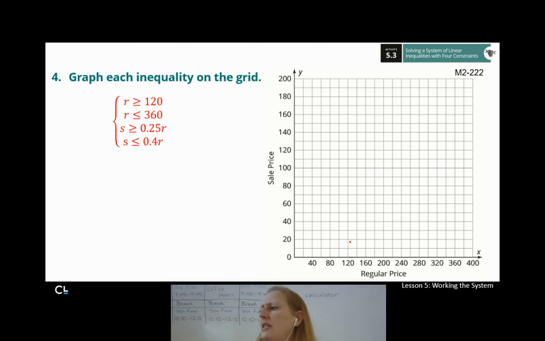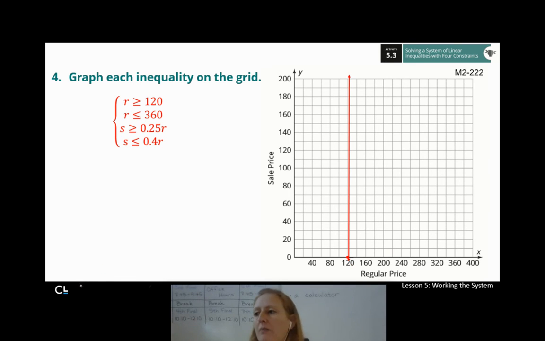So let's graph all of these. It looks like the regular price is my x-axis, the sale price is my y-axis. So let's see what we can do. R is greater than or equal to 120. Well, here is where R is 120. And if R is everything greater than that, that means R is everything to the right. So I'm just going to draw a vertical line right through it.